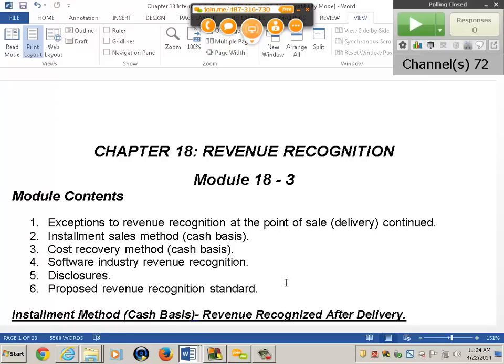When you look at the need for a cash basis, once again, it's recognized after delivery. We can't recognize revenue at the point of sale because the revenue recognition concept is violated. Revenue recognition is violated because of uncertainty as to collection. And there is a high default risk on these installment sales.